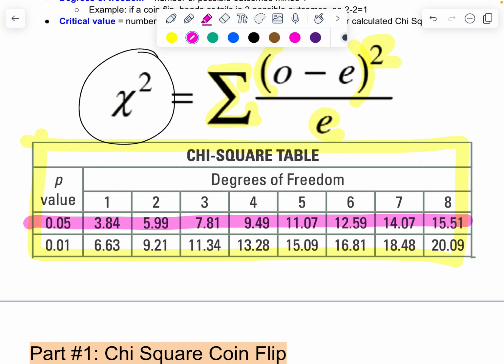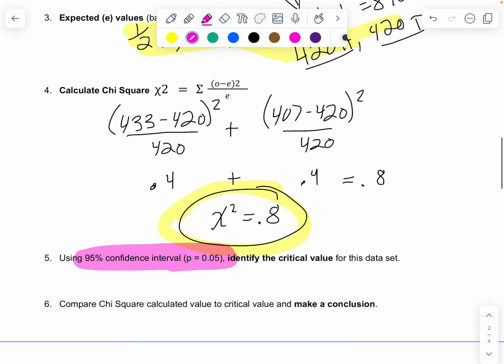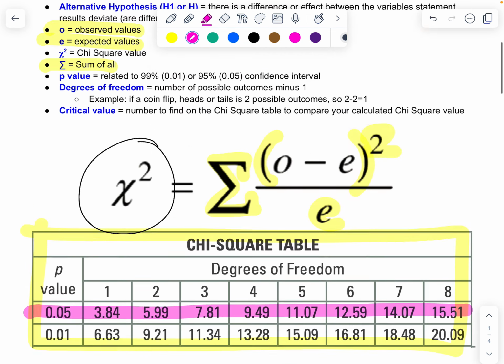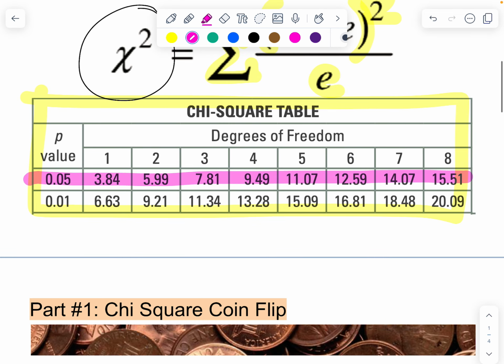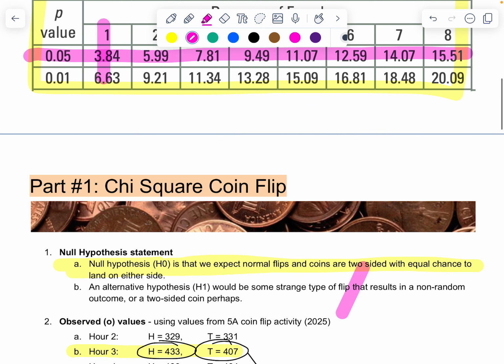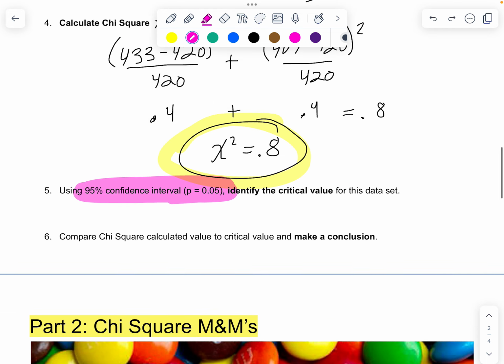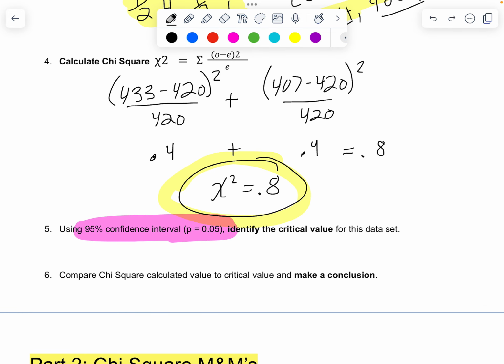And then which column do we use to match up our numbers? That's the degrees of freedom, and so that we have to think about. Degrees of freedom is equal to the number of possible outcomes minus 1. So in a coin flip situation, there are 2 possible outcomes, heads or tails. So 2 minus 1 equals 1. So we have 1 degree of freedom. So we are going to use the number 3.84, because that's the match of our column and row. So 3.84 is our chi-square. It's called the critical value. So the critical value is 3.84.